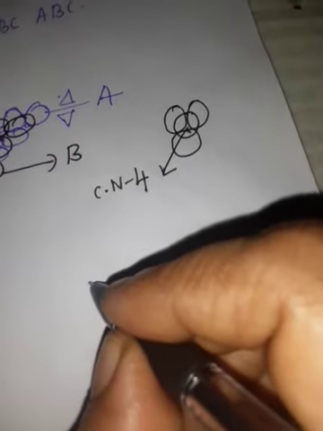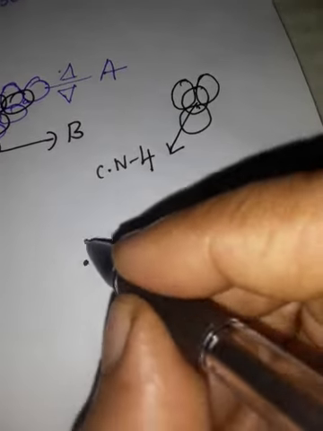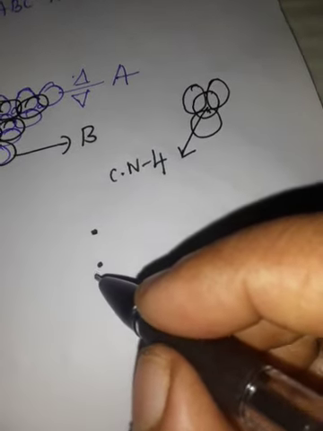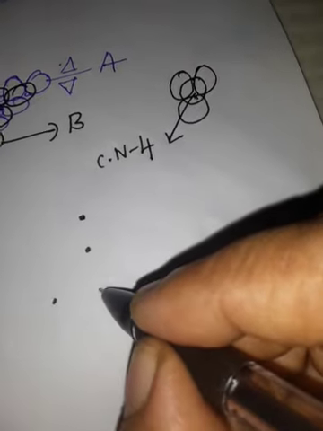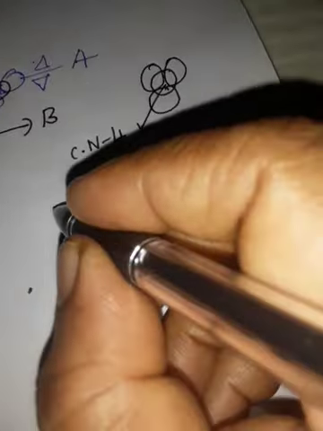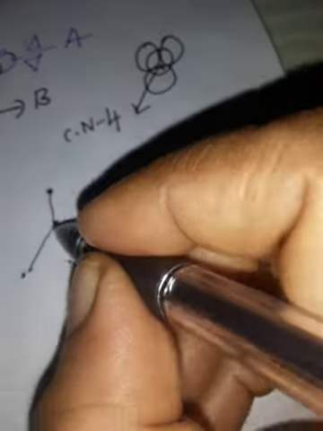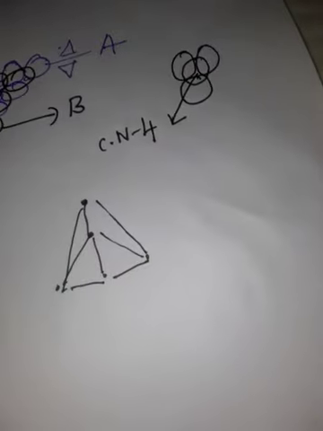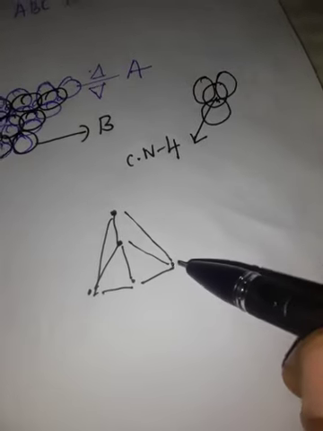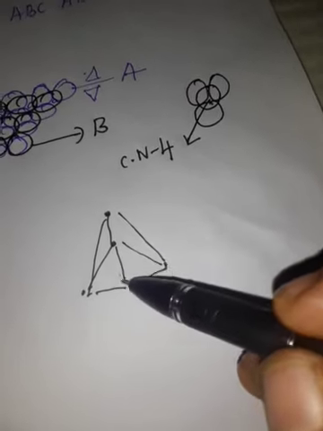So, one atom is above the plane of the void and three atoms are kept below the plane of the void. On joining them, we get the shape of a tetrahedron. So this is called a tetrahedral void.